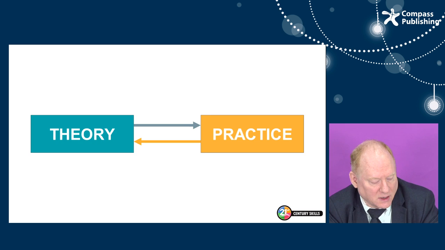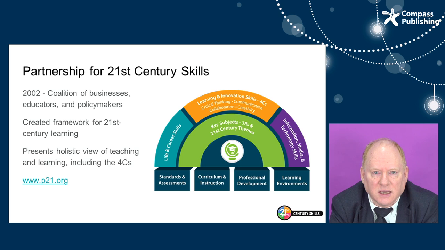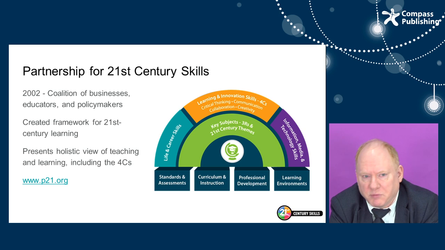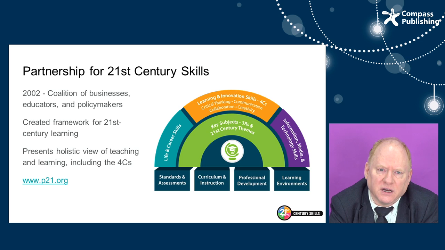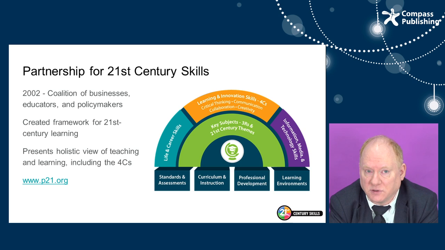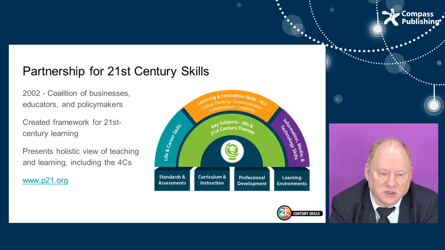So the first thing we want to look at about theory and practice is the push that's going on in governments and other places about 21st century skills. In 2002, a coalition of businesses, educators, and policymakers came up with this very interesting framework about everything that might influence education to make it more in line with the modern era, not just today, but looking ahead to the future too. That's why it's called 21st century skills. It's a more holistic approach to teaching and learning, and one that involves the four C's.